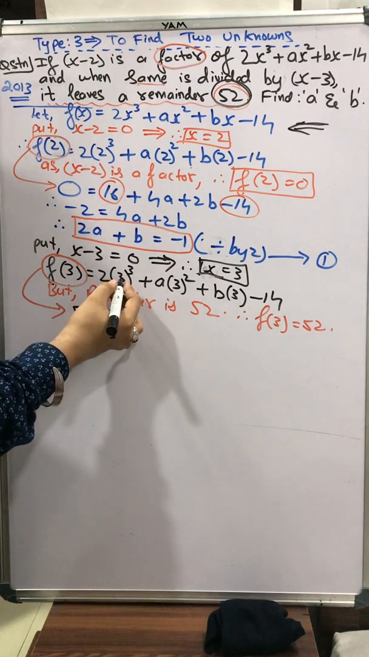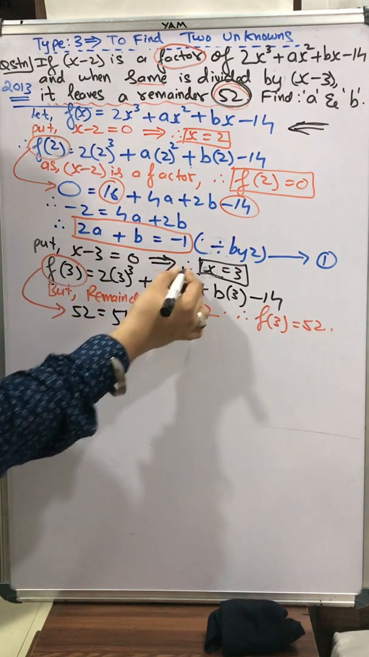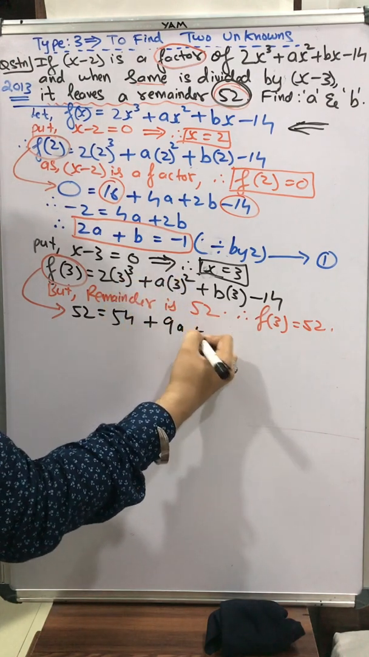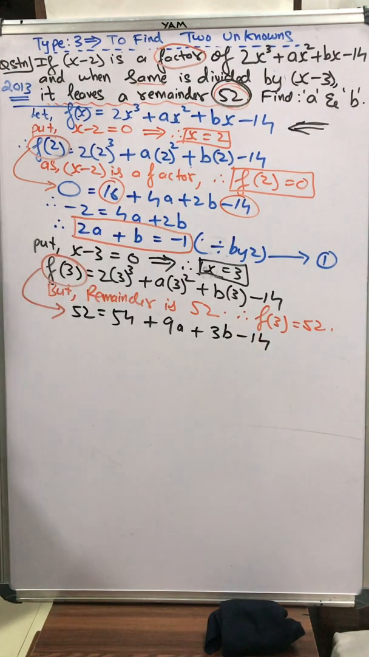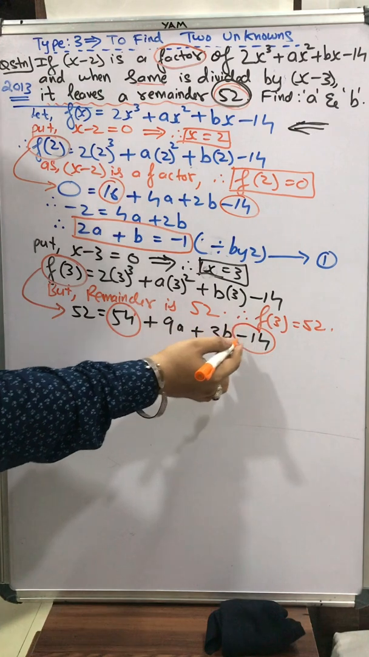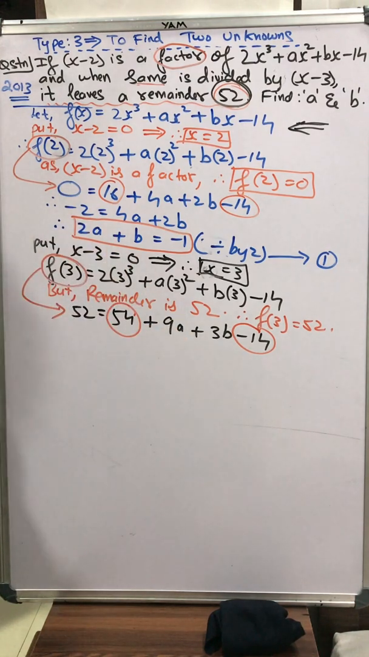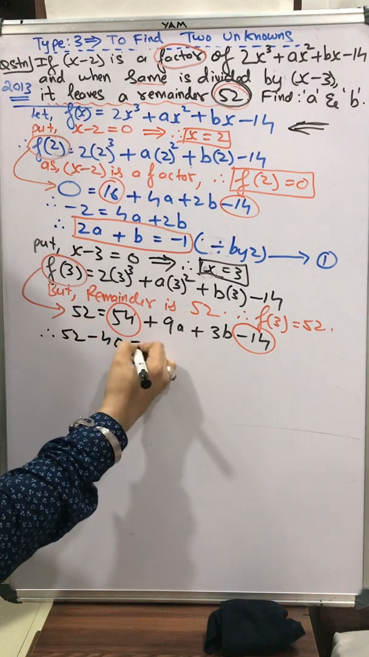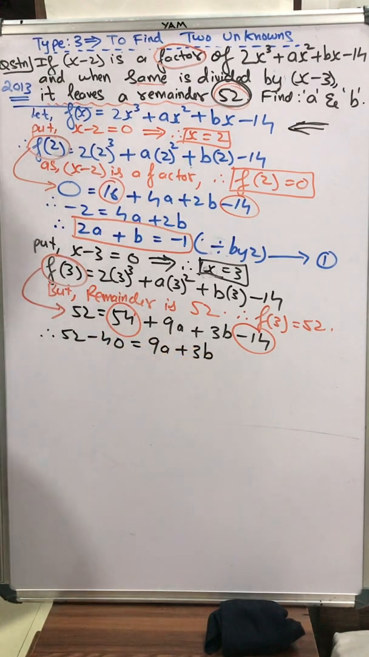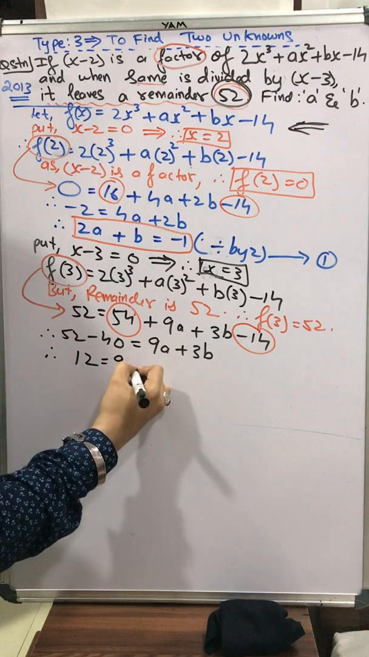3 3s are 9, 9 3s are 27. 3 cube is 27. 27 2s are 54, plus 3 square is 9, 9a plus 3b minus 14. Now I have here plus 54, I have here minus 14. So from plus 54, minus 14 is deducted, 4 minus 4 is 0, and 5 minus 1 is 4. So 40 will be remaining, plus 40. And when this plus 40 comes on the left hand side, it becomes minus 40. So therefore 52 minus 40 is equal to 9a plus 3b. 2 minus 0 is 2, 5 minus 4 is 1, so 12 is equal to 9a plus 3b.